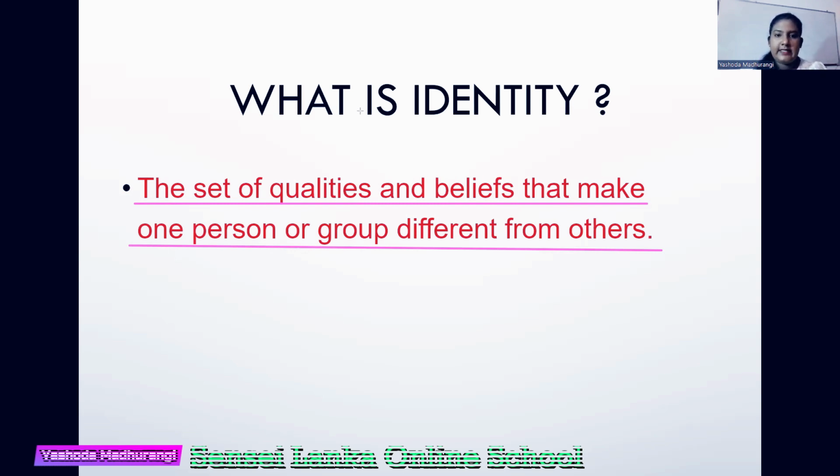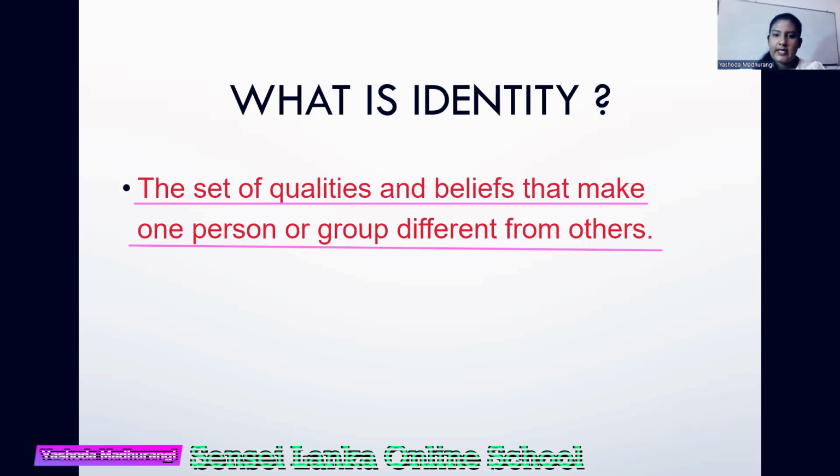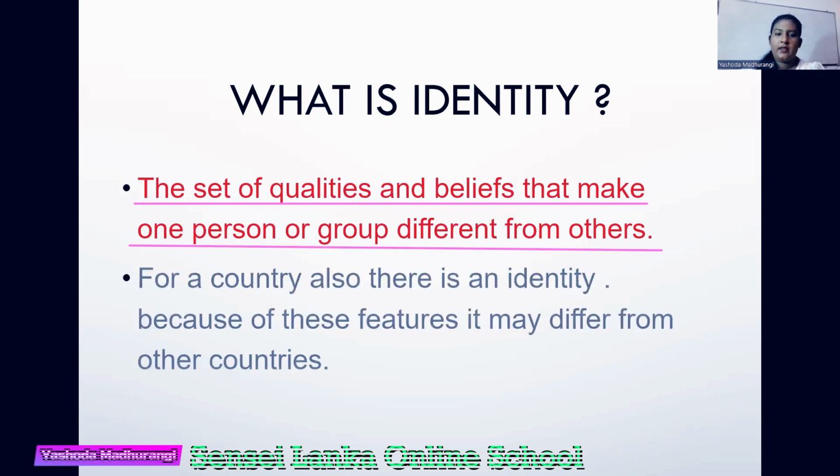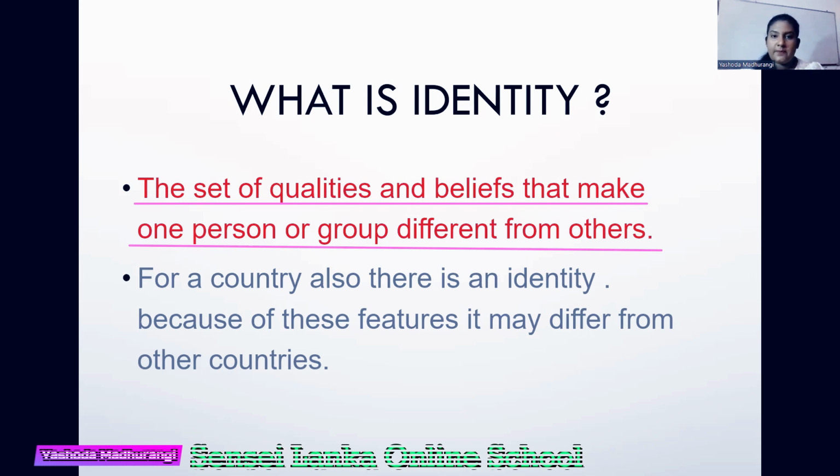So that is identity. Do you know the countries also have identity? Not only people, even the countries have identity. Do you want the Sinhala meaning? It is Ananyatavaya. Okay. So let's look at another description. For a country also, there is an identity. As I said earlier, even the countries, they have identity. Because of these features, it may differ from other countries.